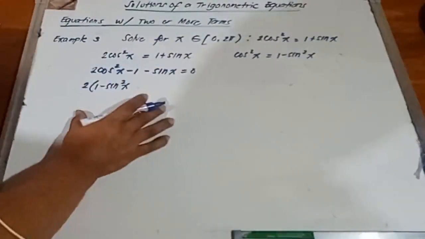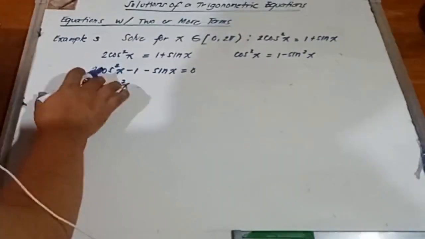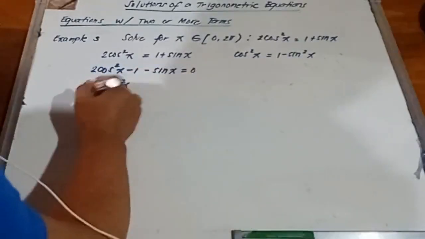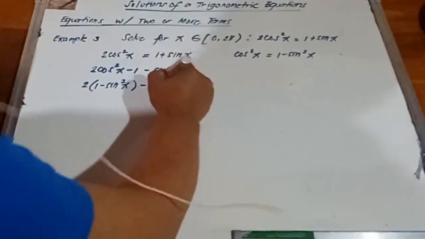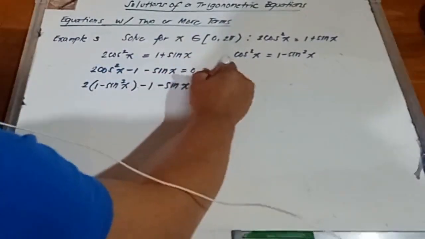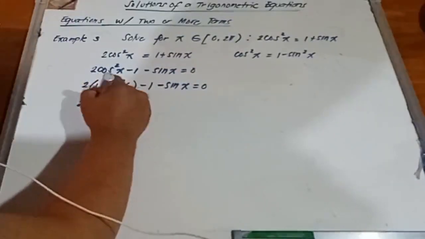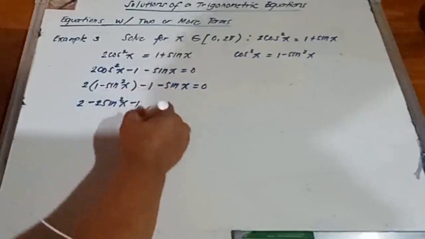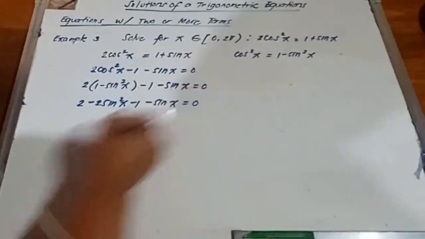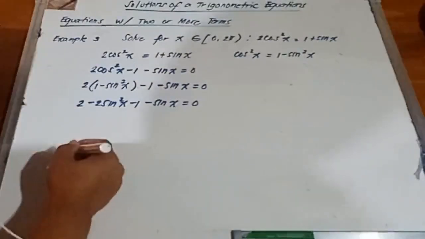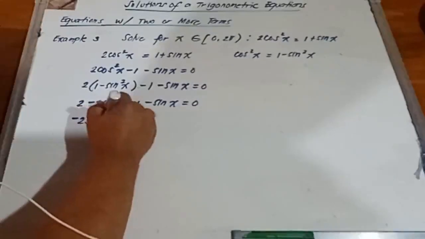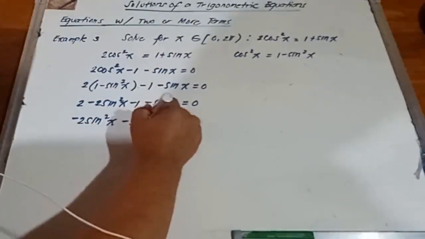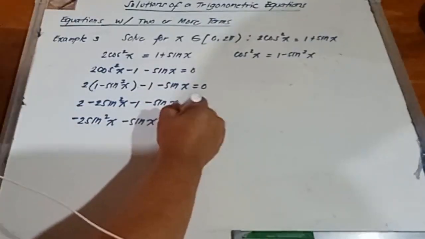Kailangan isang trigonometric function lang as much as possible. Okay? So cosine, lagay natin sa sine function din. 2 times 1 minus sine squared x minus 1. Sorry, by the way. Tama. Minus 1 minus sine x equal to 0. Distribute natin. 2 minus 2 sine squared x minus 1 minus sine x equal to 0. Okay? So, we have negative 2 sine squared x minus sine x. 2 minus 1 is plus 1.